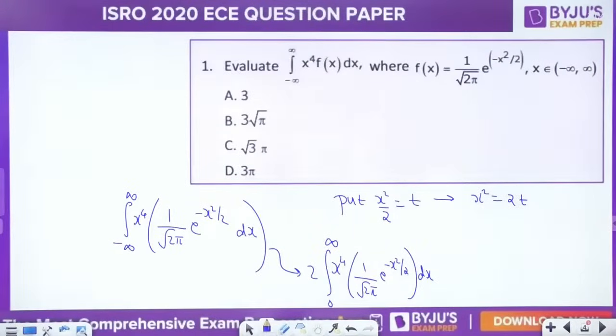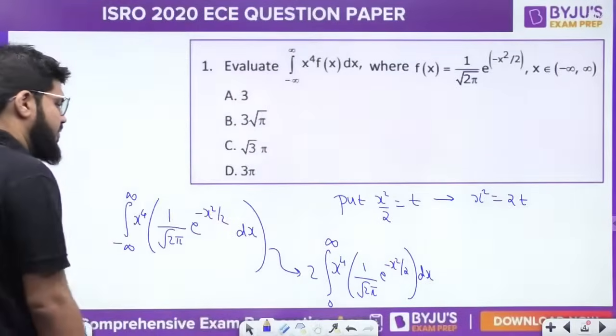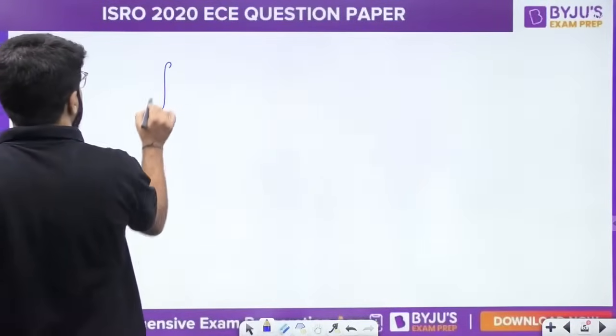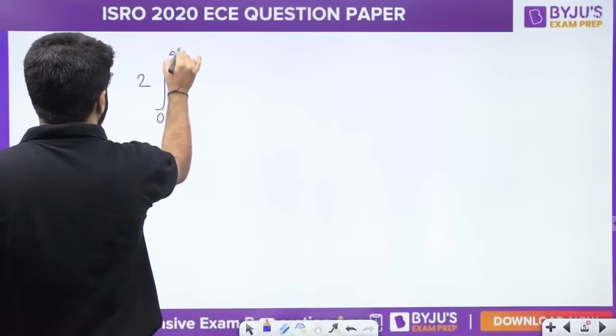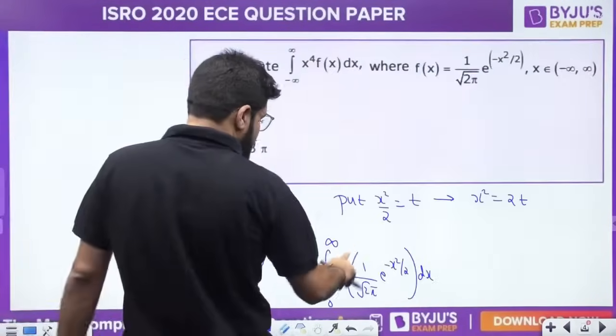Okay, now let us put down this value, that is x square by 2 is equal to t, and accordingly we will put down some value of x as well. So this integral is twice integral 0 to infinity. So what is going to be the x square? Okay, what is going to be the x power 4?